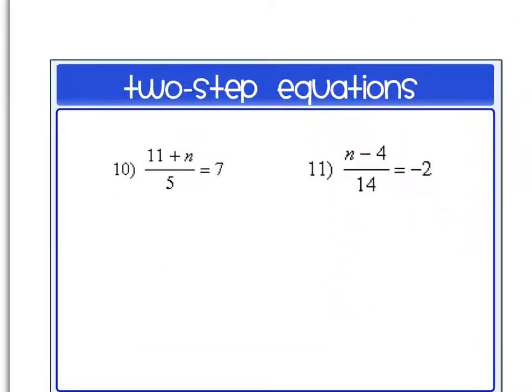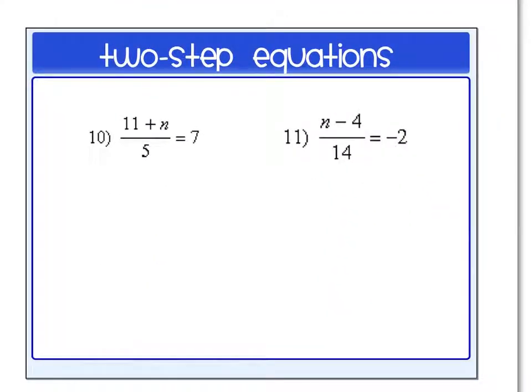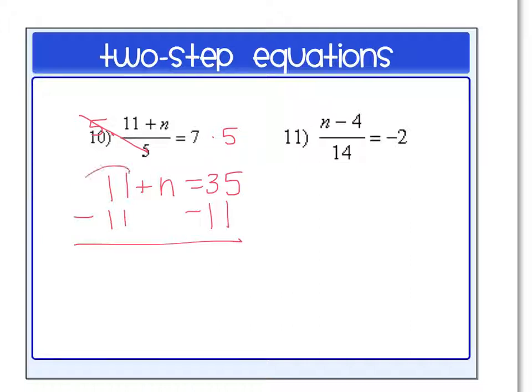Last two problems. These are the ones where we have the large fraction, so we have to remember to get rid of that division first. On this one, I'm going to multiply both sides by 5. The 5s cancel off. I'm left with 11 plus n equals 35. To get rid of my plus 11, I'm going to subtract 11 from both sides. And n equals 24.